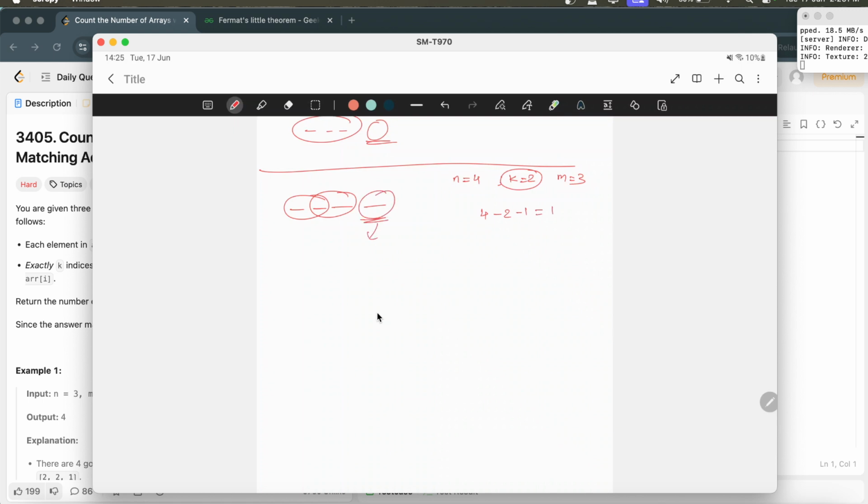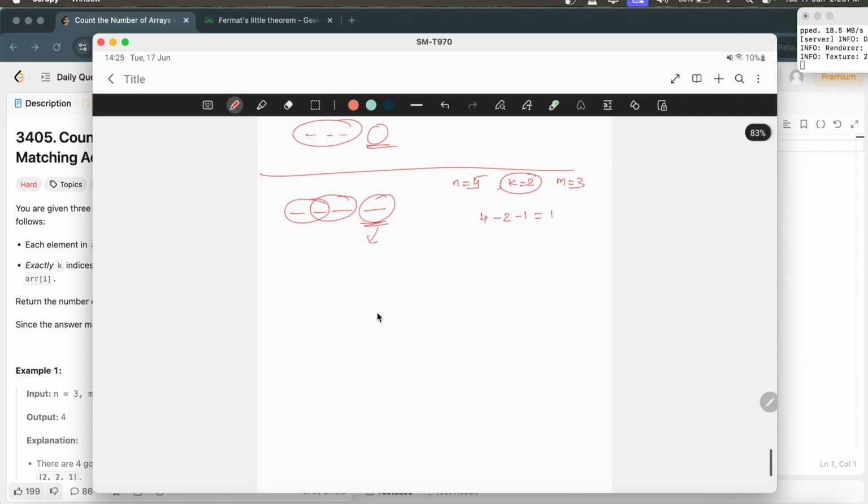Let us suppose if n is equal to 5, so in that case it is n minus 2 minus 1, because 3 indices already got filled. So 5 minus 2 minus 1 is equal to 2. So 2 indices are getting left out. These are getting filled with m.